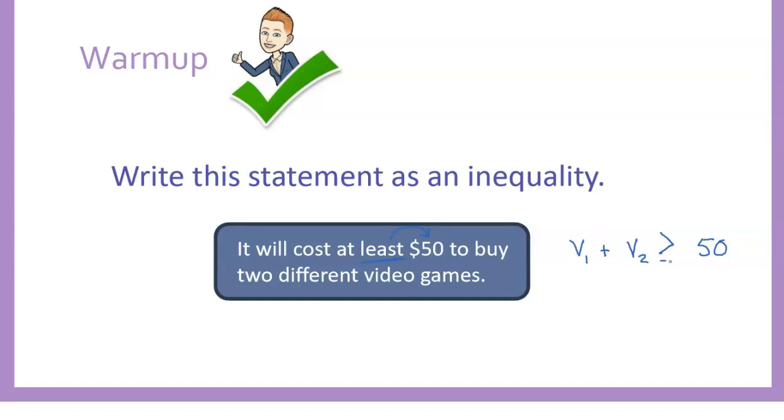And then we have an equal sign because that would include the $50. That would be an option to be the cost of the two games. It'll cost at least $50. So $50 or greater. That's another way we could think of this. $50 or more.